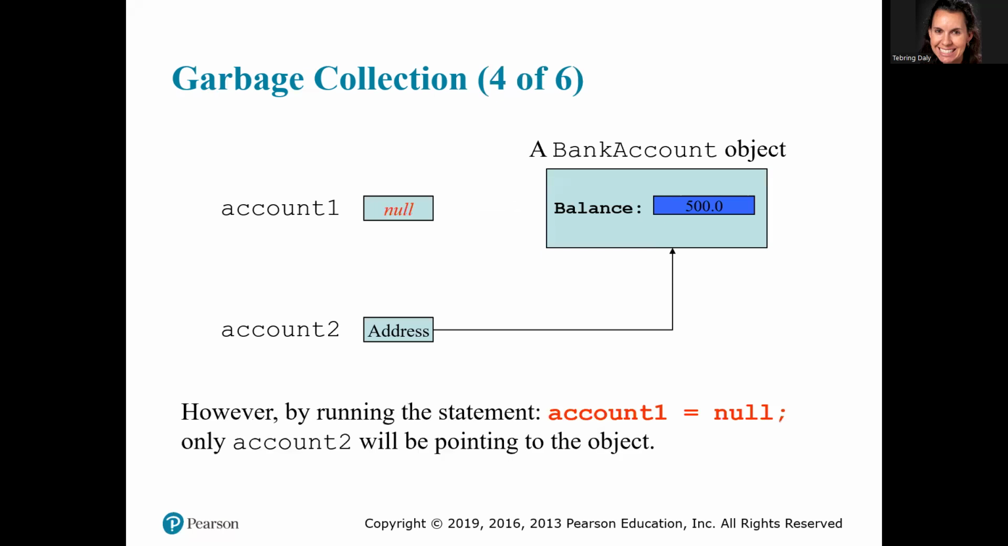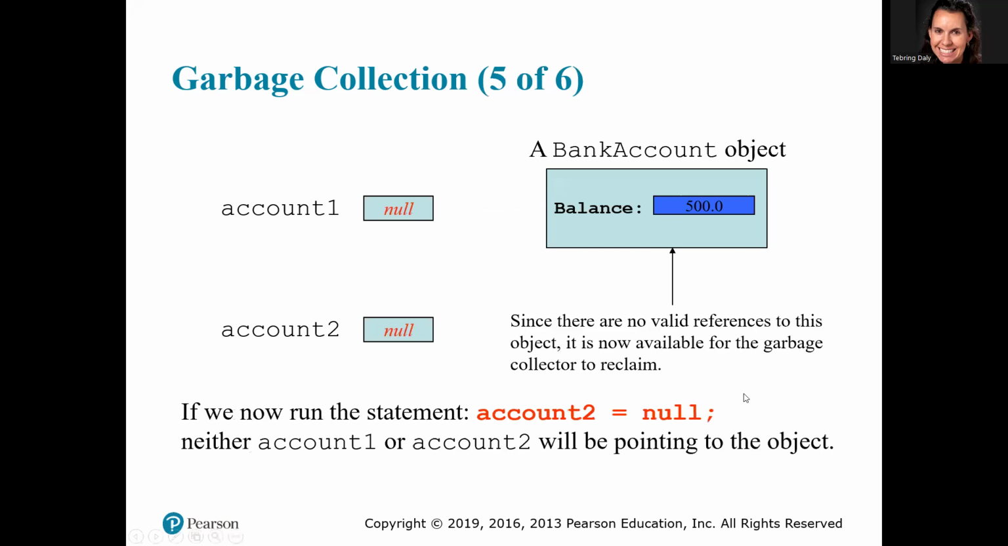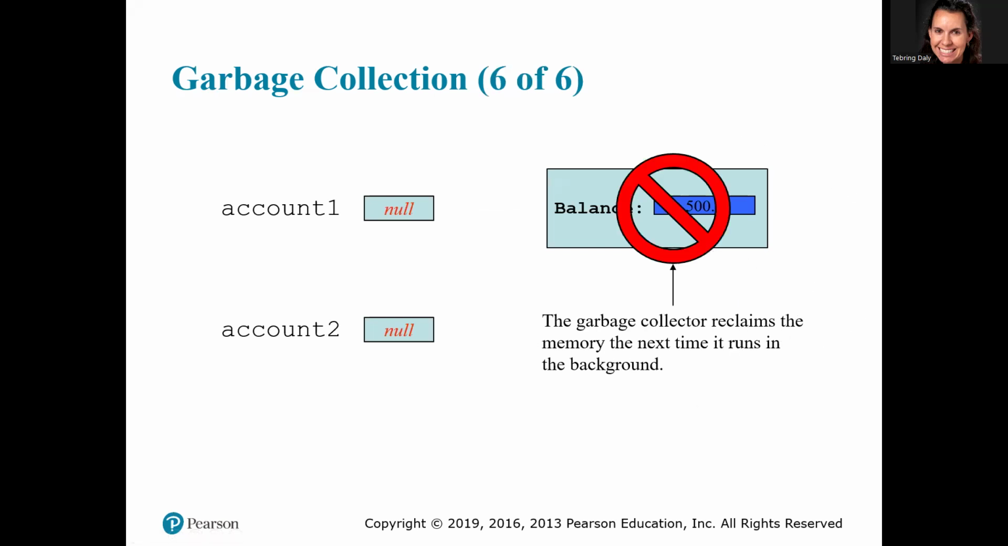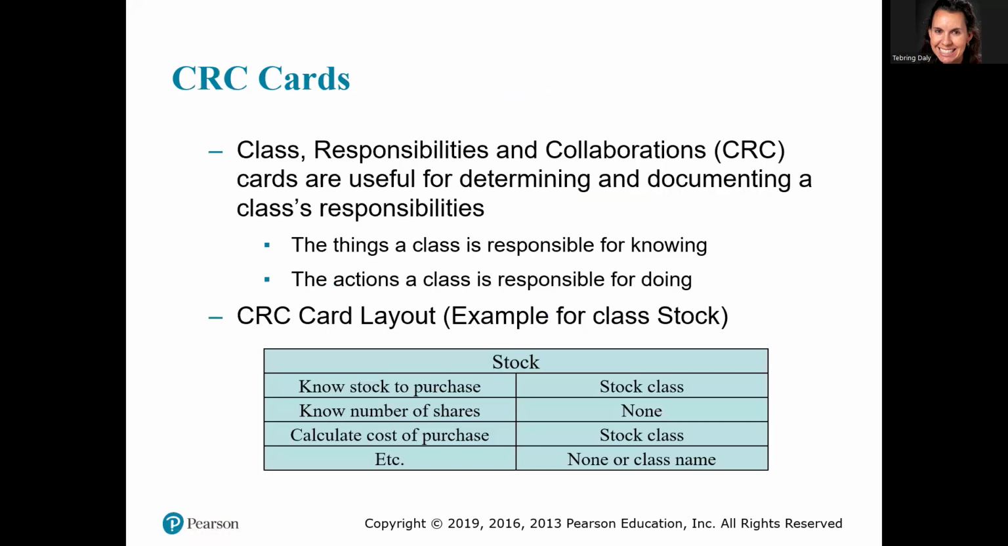But if you take off the reference to account 1 and say account 1 equals null, now it's not referenced. Then if you do the same thing with account 2 and say equals null, then this is not being used and that space can be freed up. So garbage collection will free it. If something is not referenced, it'll come back and free it.